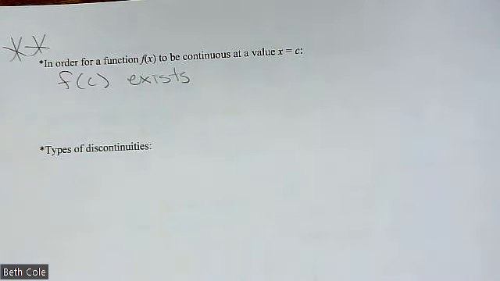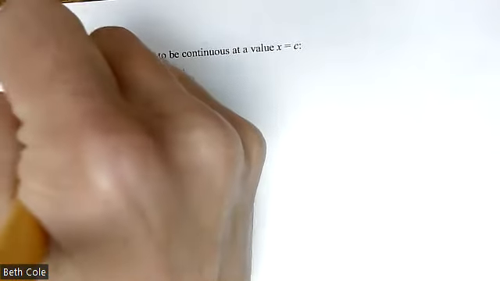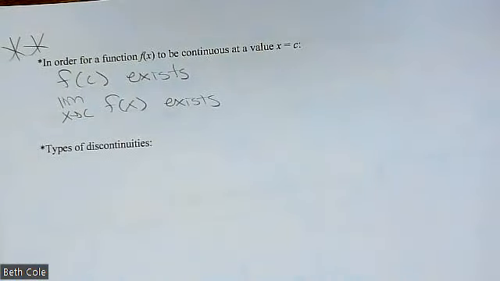There has to be behavior from both sides. Like if you zoom in on it, both sides have to come to the same place. Like you can't have a jump, right? So the limit has to exist. Limit as x approaches C of the function exists. So there has to be a point, there has to be a limit, and they have to agree.